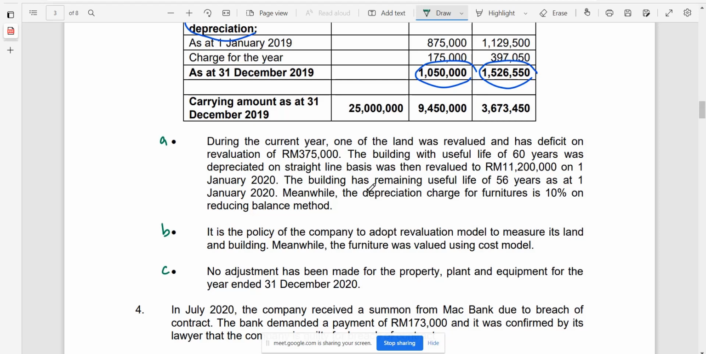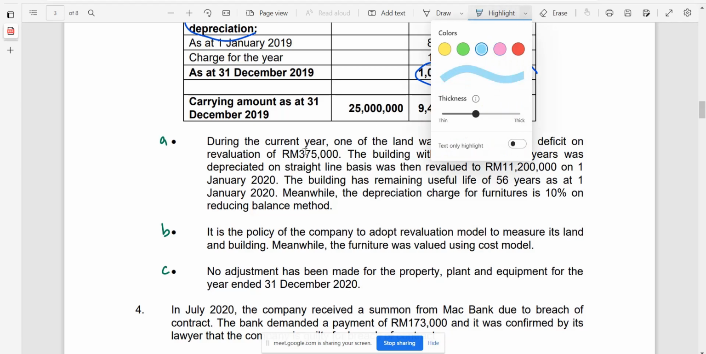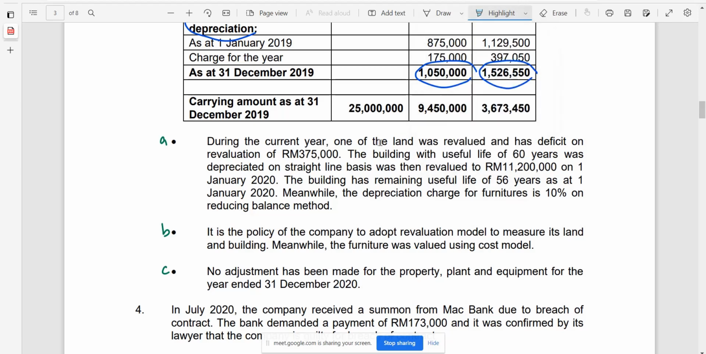I'll start off with A, which is the revaluation of the item. What was the item? Land. I have mentioned to you earlier that the land was revalued, right? So the revaluation of land has a deficit of 375. This is in the current year.